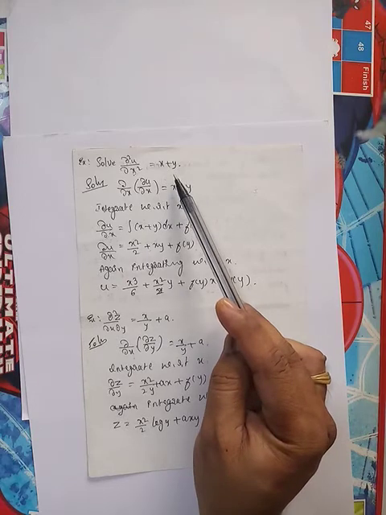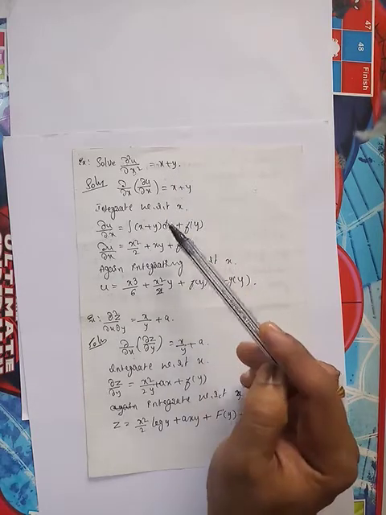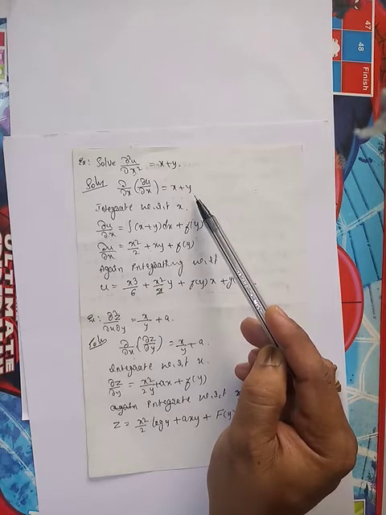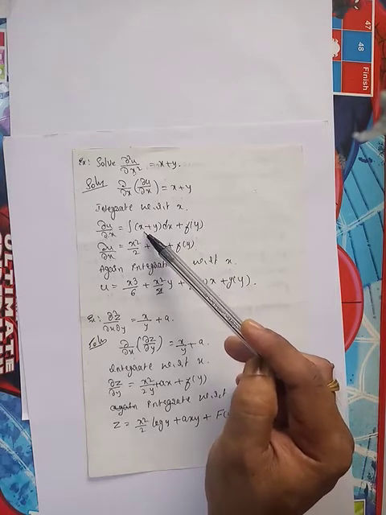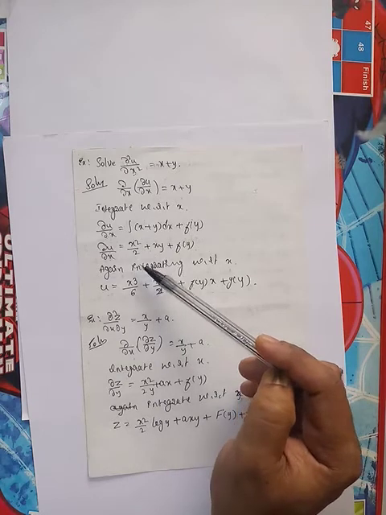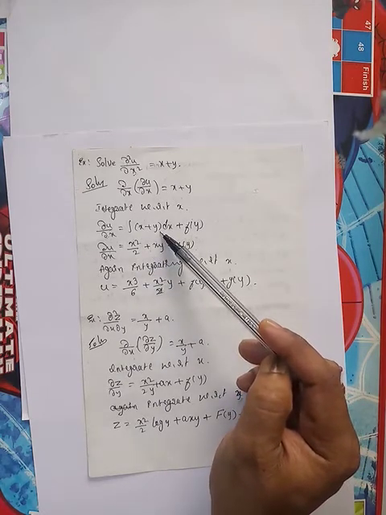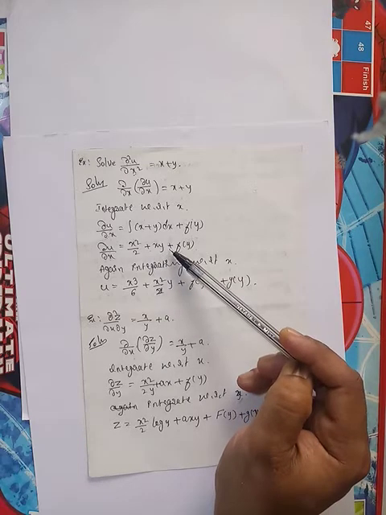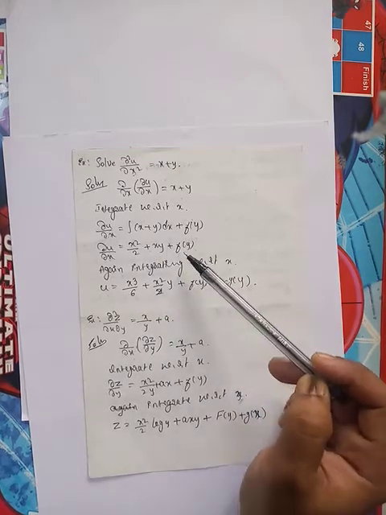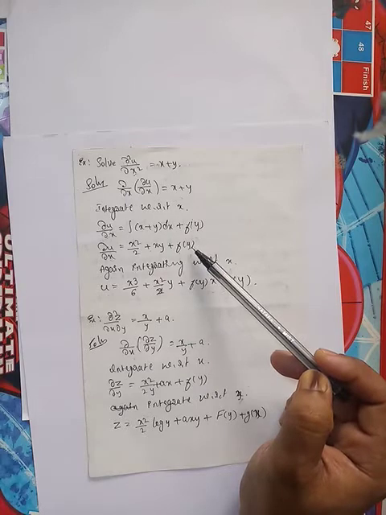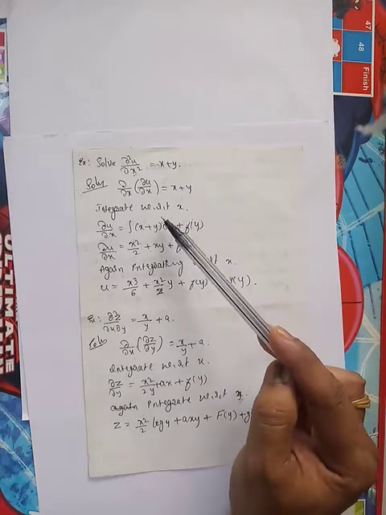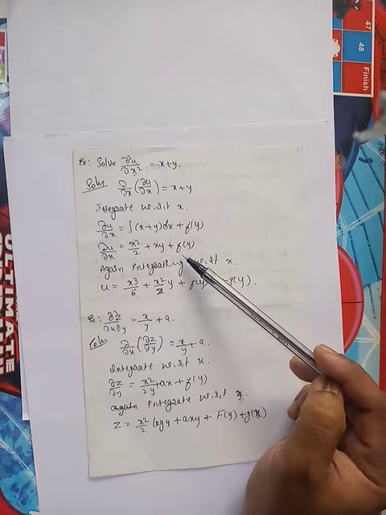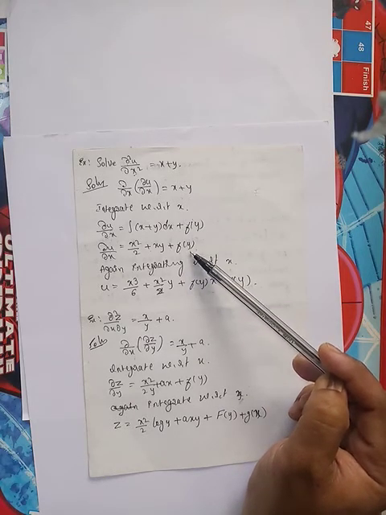And one thing you remember, when we are integrating with respect to x, treat y as a constant. So therefore the integration of x is given by x square by 2, and the integration of y, which is a constant, is given by x into y, plus we have to consider the arbitrary function of the other variable. That is, when we are integrating with respect to x, we consider the arbitrary function of y, that is f of y.